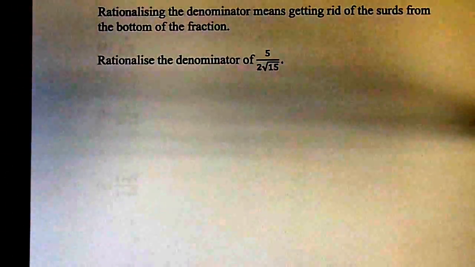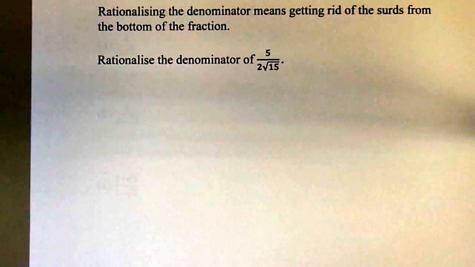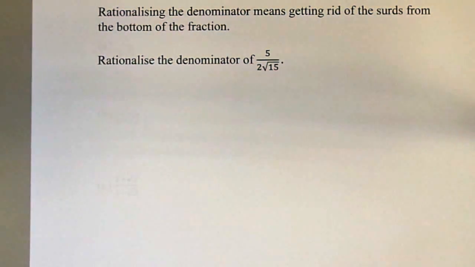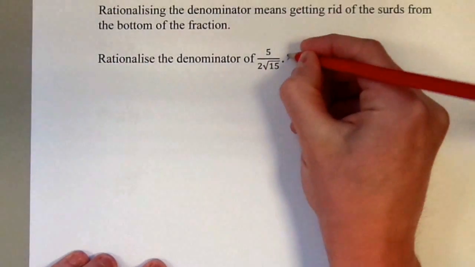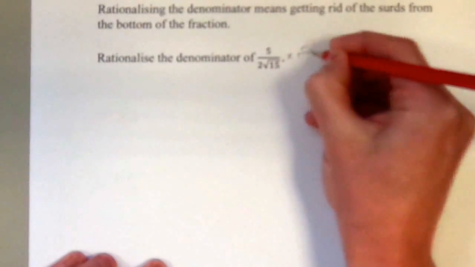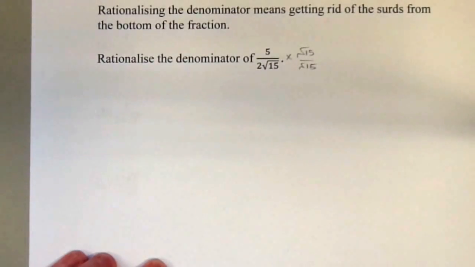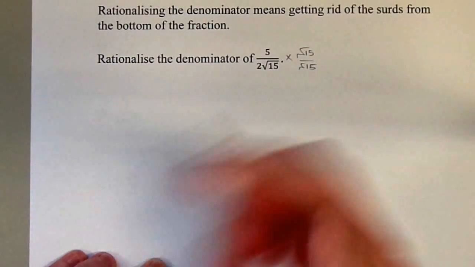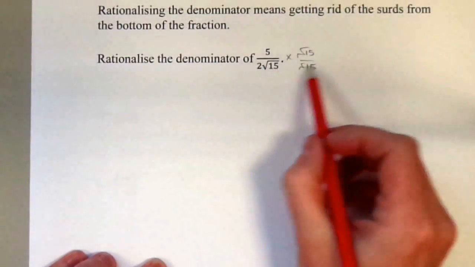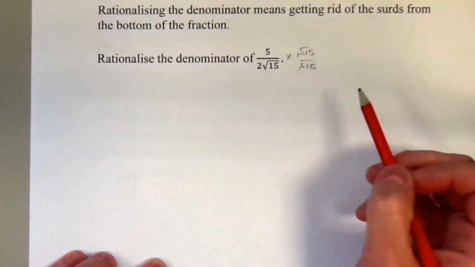Okay, one more thing. Rationalizing the denominator. To rationalize the denominator means to get rid of the surd on the bottom of the fraction. It's dead easy. The way we do it is we multiply the top and the bottom of the fraction by the same value, therefore keeping an equivalent fraction. But we do it in such a way that when we do the multiplication, things are going to simplify.